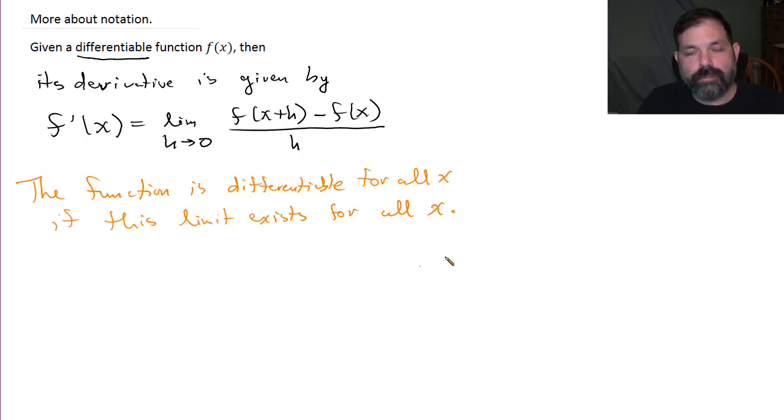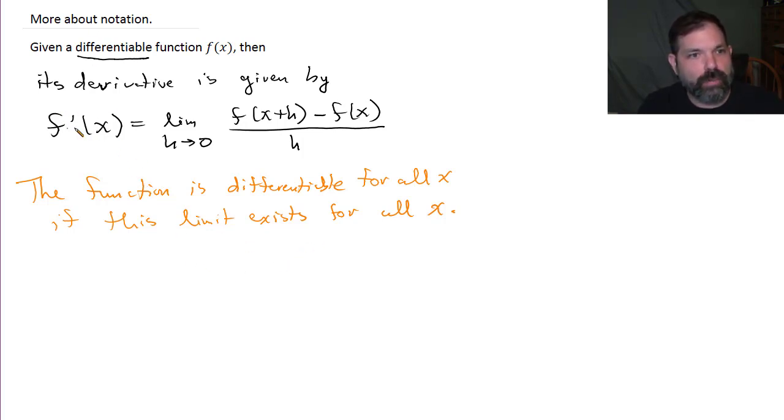For all x. And we'll talk about situations where this limit doesn't exist in a later topic. We'll see some specific examples of the types of situations where this limit doesn't exist. But for now, let's assume it exists, let's assume it's nice, and we can find this derivative. And let's just learn how to use it.